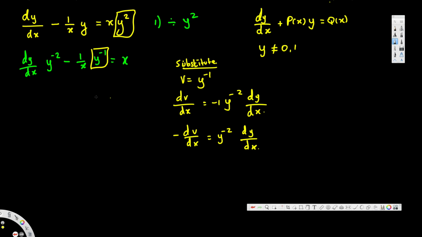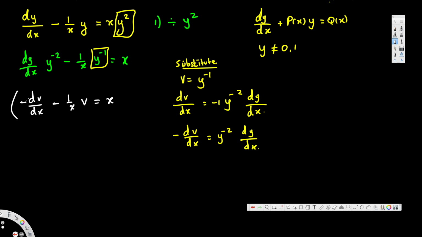Now we can go ahead and write everything in terms of v. So let's go ahead and write this one. So this is going to be negative dv by dx, that's it for this one, and then minus 1 over x. Instead of y power minus 1, we replace that with v, and then that's equal to x.